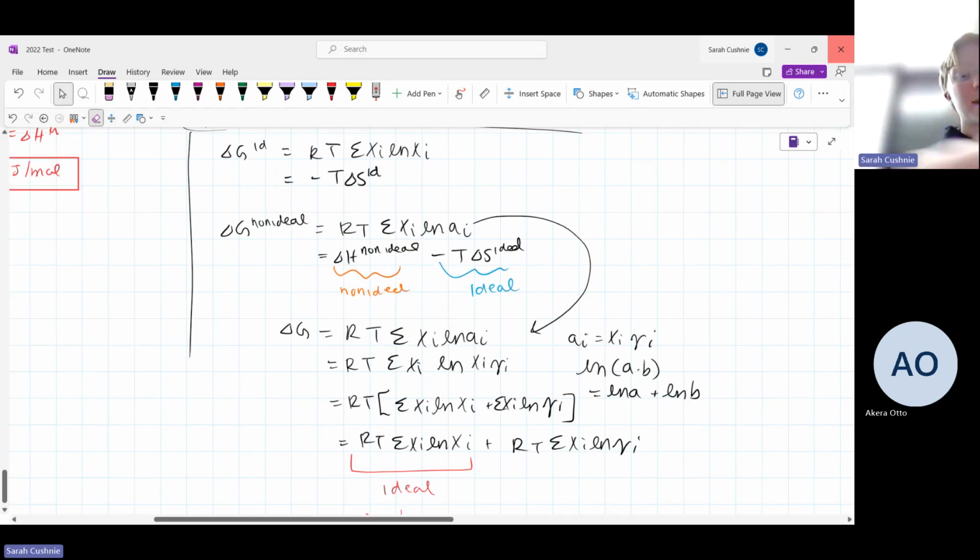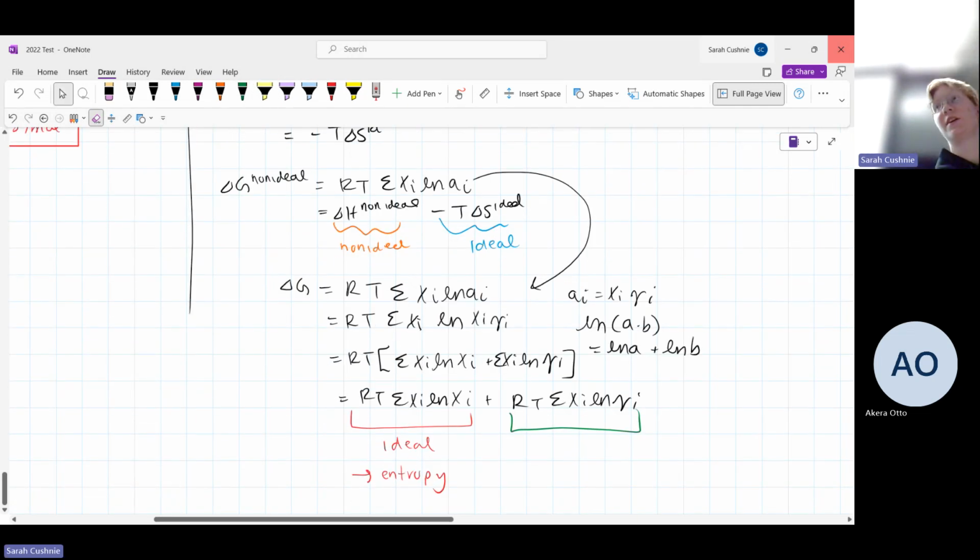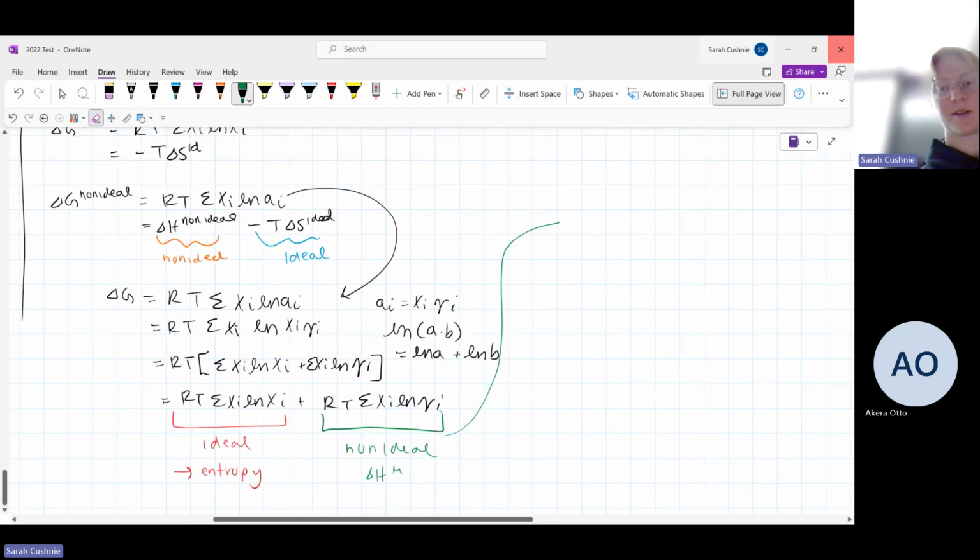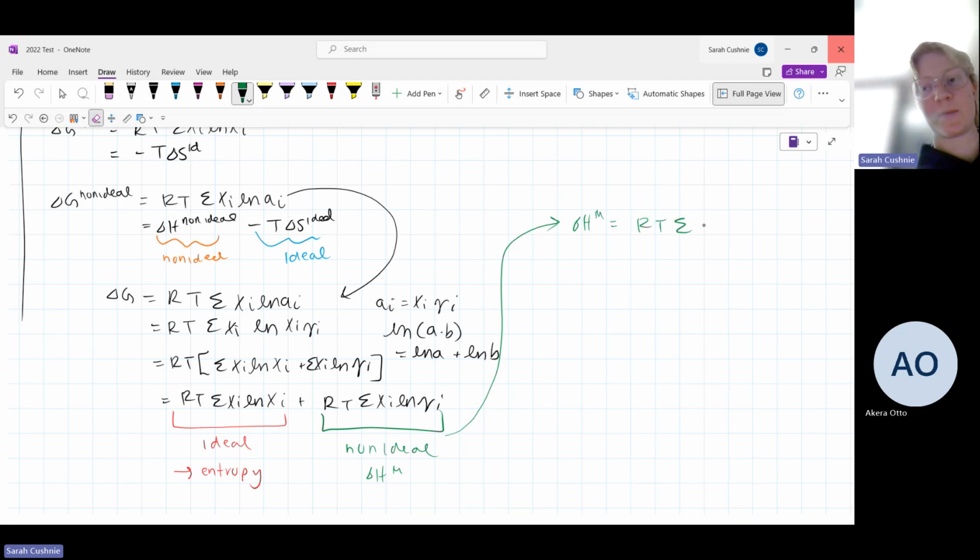But then this second aspect here, this is all of the non-ideal. If that's all the ideal, then whatever's left has to be non-ideal. And remember how we just reasoned out that this non-ideal portion has to do with delta H of mixing. So what we can do, if you want to be a bit more mathy about all of this, is you can go through and you can say that delta H of mixing is equal to RT, the sum of xi ln gamma i.